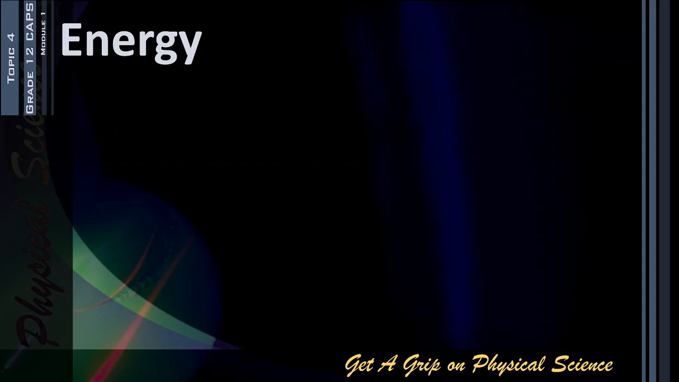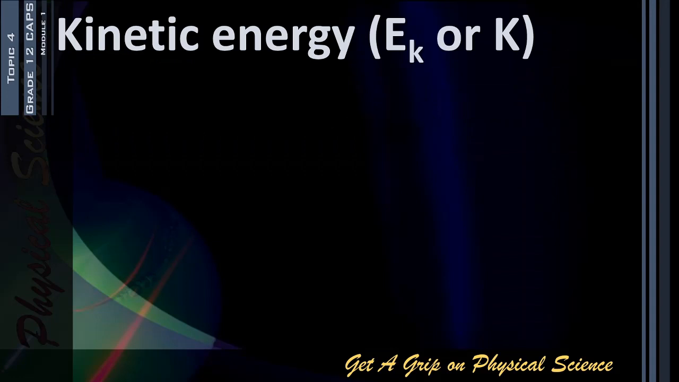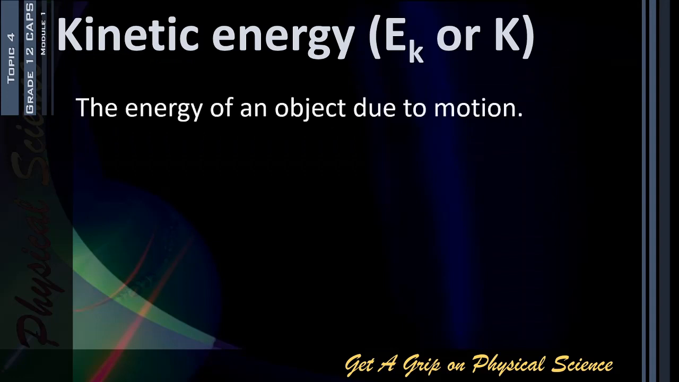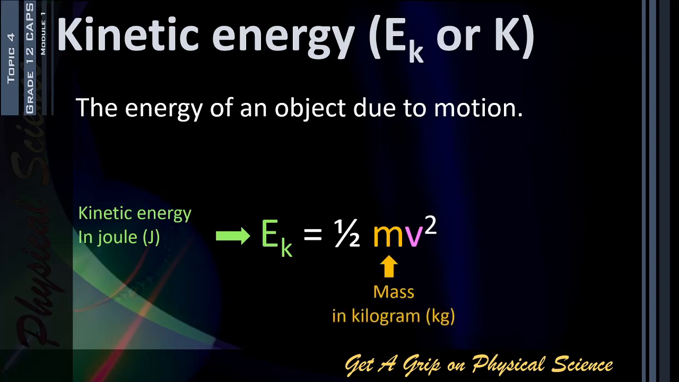We define energy as the ability to perform work. Now, you've learned in grade 10 that the kinetic energy of an object is that energy due to its motion. We use the abbreviations EK or capital K for kinetic energy, and the formula that we use is EK is equal to half mv squared, where EK represents the kinetic energy in joule, m is the mass in kilogram, and v is the velocity in meters per second.